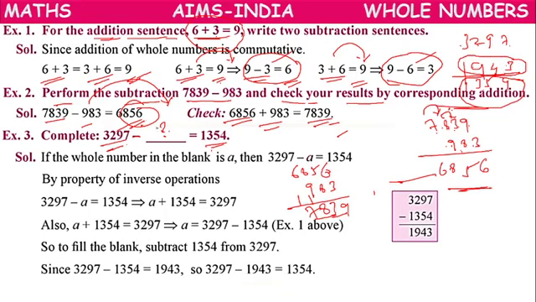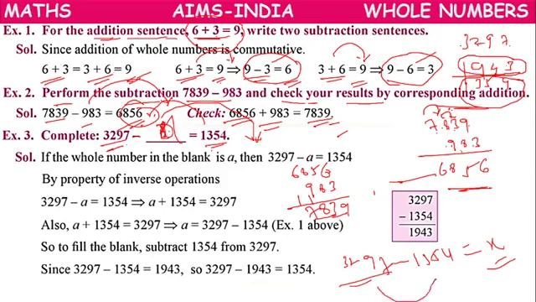Otherwise, if this is x, this is x, this will come this side, this will go this side. So 3297, if RHS 1354 comes this side, minus 1354 equals to, if x goes that side, it will become x. Means from 3297, we can remove 1354. Then we will get x. So like that if we do, we are getting 1943. Either we can do in this way or this way. We will get the answer.